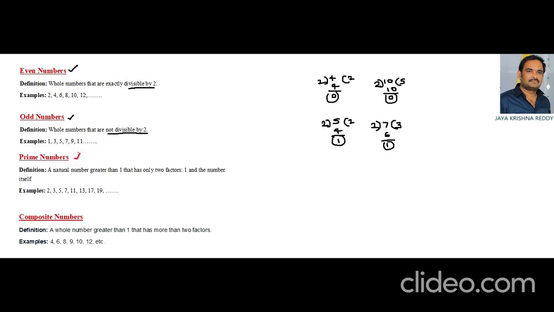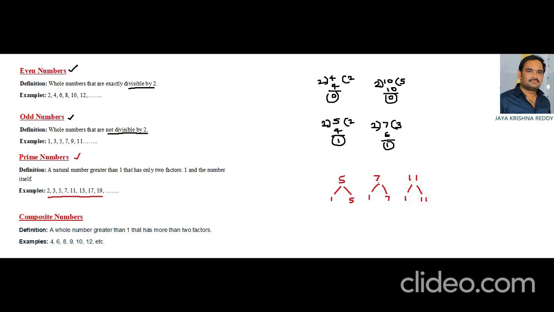prime numbers. Here the prime numbers are given as 2, 3, 5, 7, 11, 13, 17, 19 and so on. You take any number from this. Suppose I am selecting 5. So 5 is divisible by 1 and 5 is divisible by 5. Any other number, suppose 7. 7 is also divisible by 1 and divisible by 7. And 11. 11 is also divisible by 1 and divisible by 11.